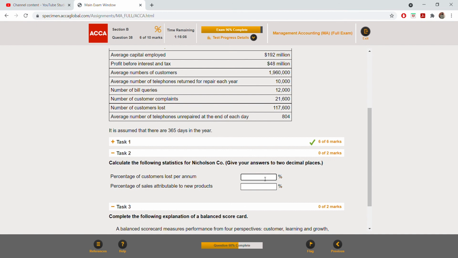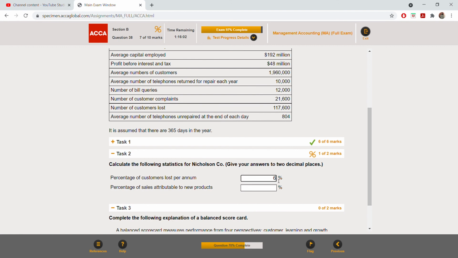sometimes if it's a whole number, you might get 6%. So if you write 6, make sure that you write 6.00, because they told you to write to 2 decimal places.